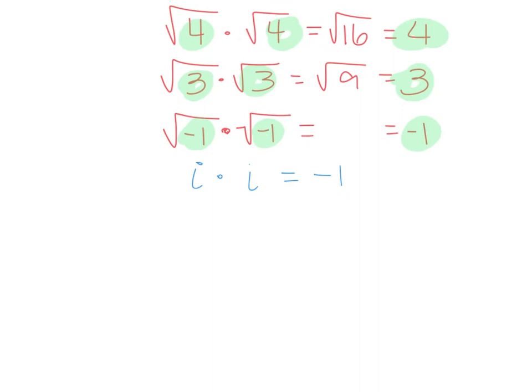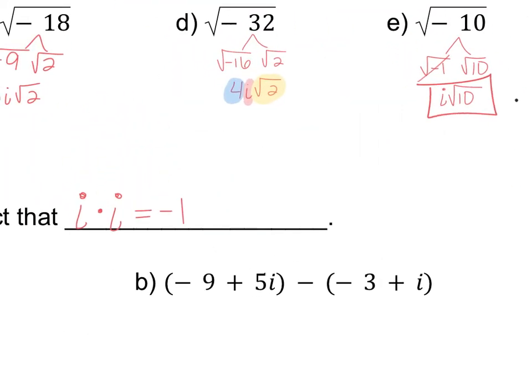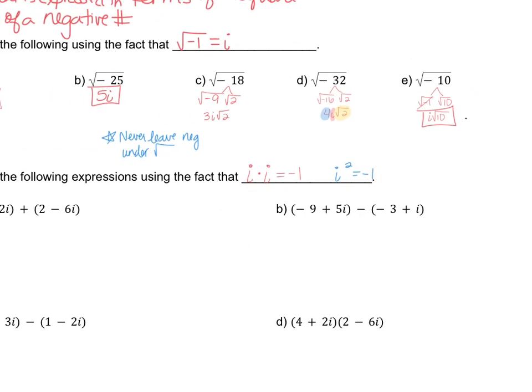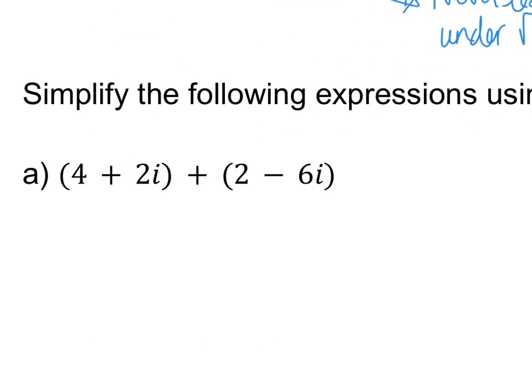Another way to write it, let's write it over here. If you have i to the second power, which is the same thing as i times i, that's negative 1 as well. So just remember, i times i, not plus. i times i gives you negative 1.